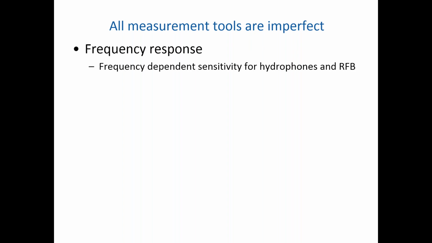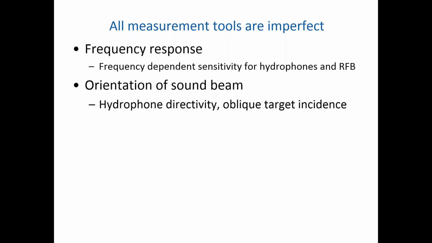Now, it's important to realize that all measurement tools are imperfect. There are issues related to frequency response. Do we have a situation where the sensitivity of one of our devices, be it a radiation force balance or a hydrophone, has a different value if the frequency of ultrasound that it experiences changes? We could find that there could be issues relating to the orientation of the sound beam. And we'll look at examples of what are called hydrophone directivity and target incidence issues with radiation force balance.